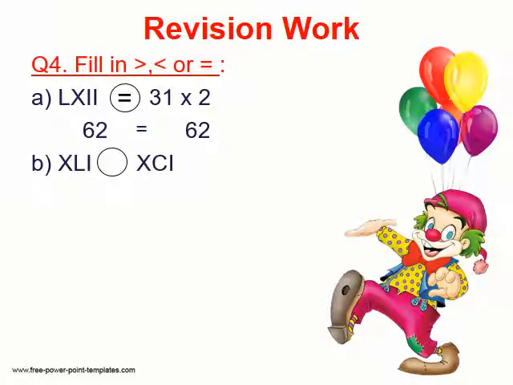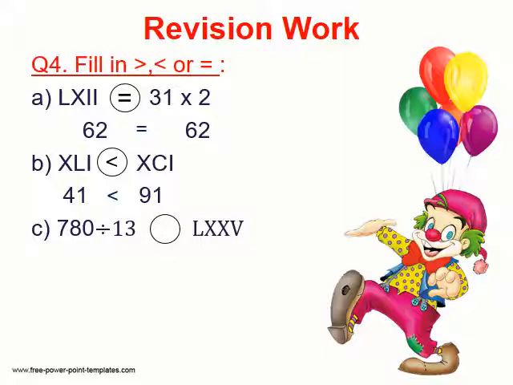Now let's do the B part, XLI and XCI. So children, again, first of all, we will find out the value of these two Roman numerals. The value of XLI is 41 and the value of XCI is 91. And children, it is clear that 91 is bigger than 41. So XLI is less than XCI, or XCI is greater than XLI.